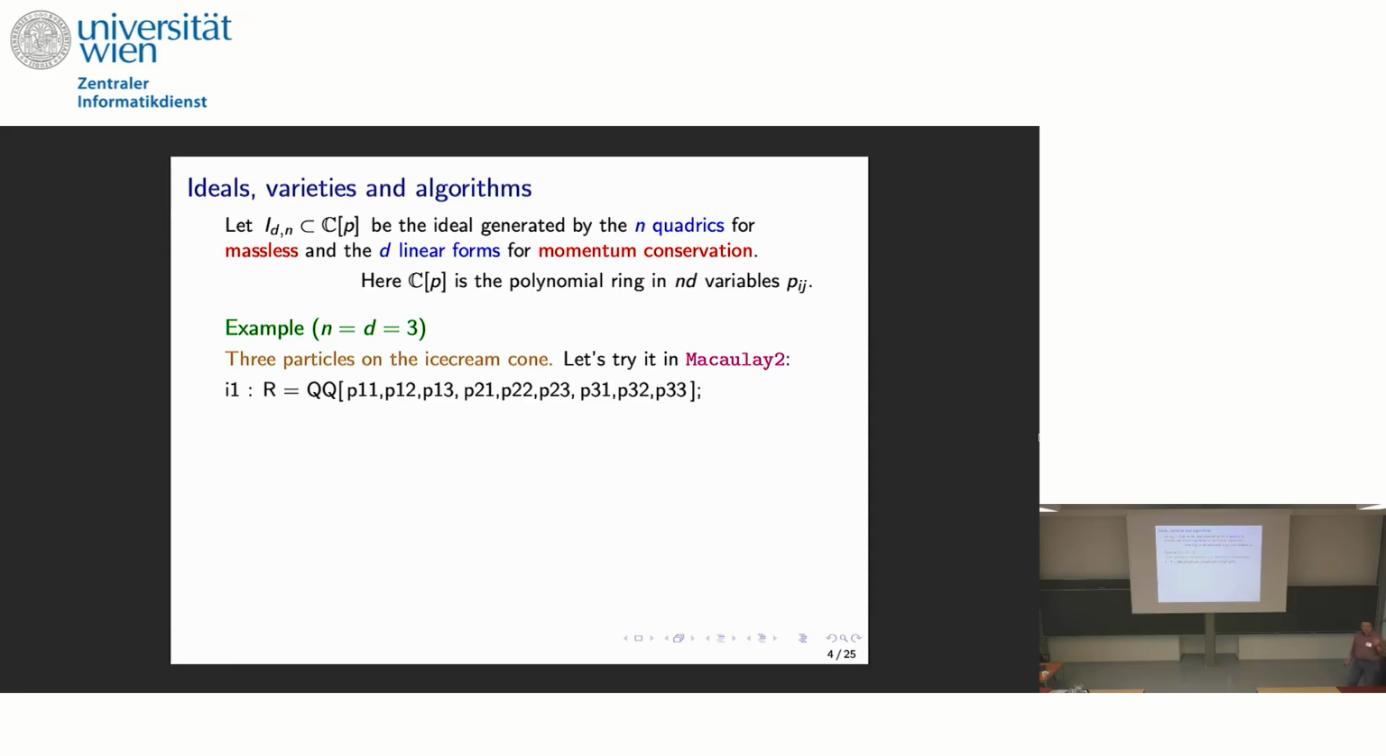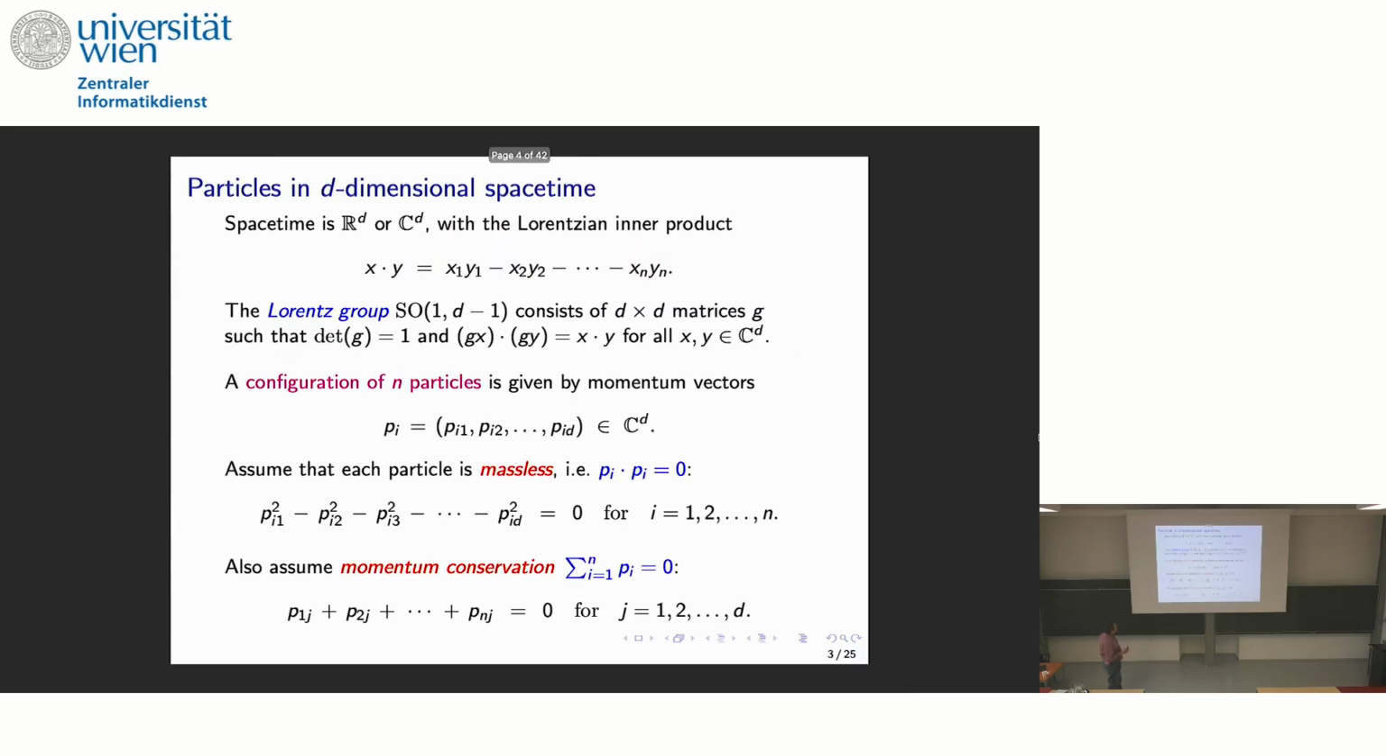So we form a polynomial ring in n times d variables, so that the entries p_ij are the jth coordinate of the ith momentum vector. And we're going to look at the ideal generated by the n quadrics for massless and the d linear forms for momentum conservation. So these are the quadratic equations.